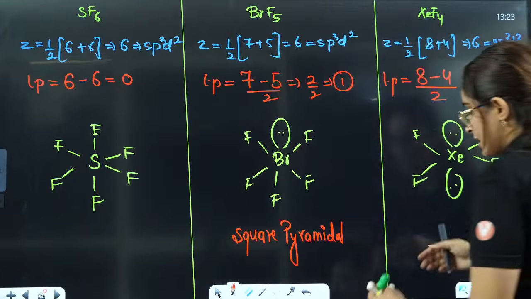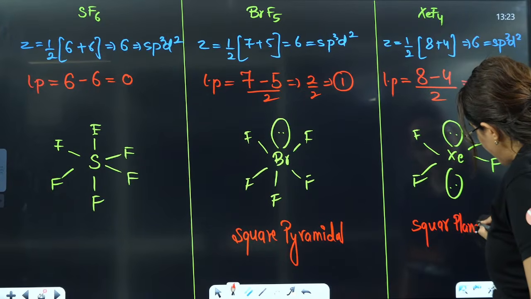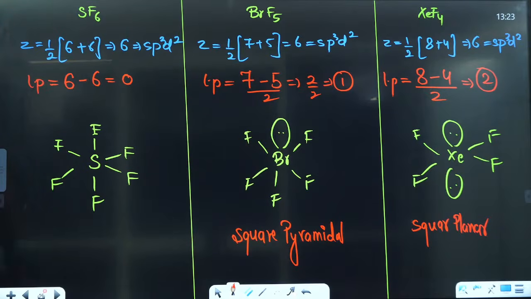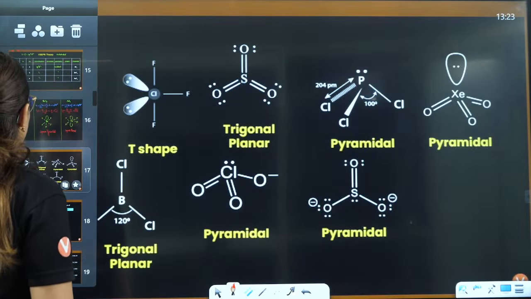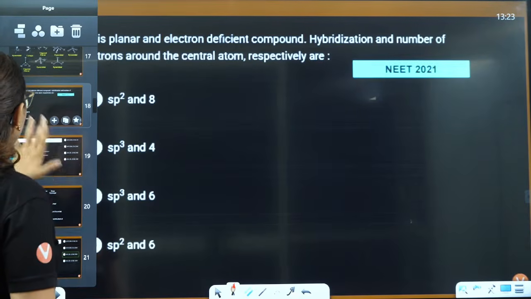What about this one? This is actually square planar. There is no pyramid. Square planar. Tell me, is that clear? Okay, yes. Now these are all the structures that I have already taught you, right? Now let's talk about the questions here.